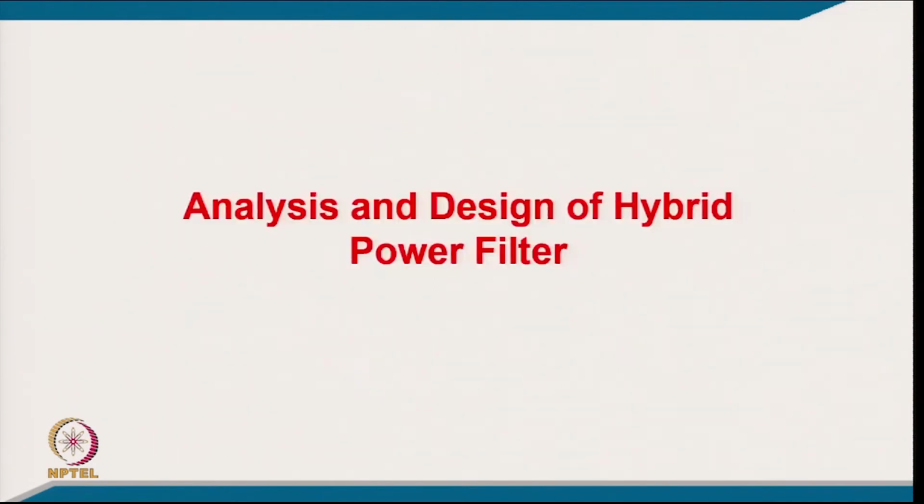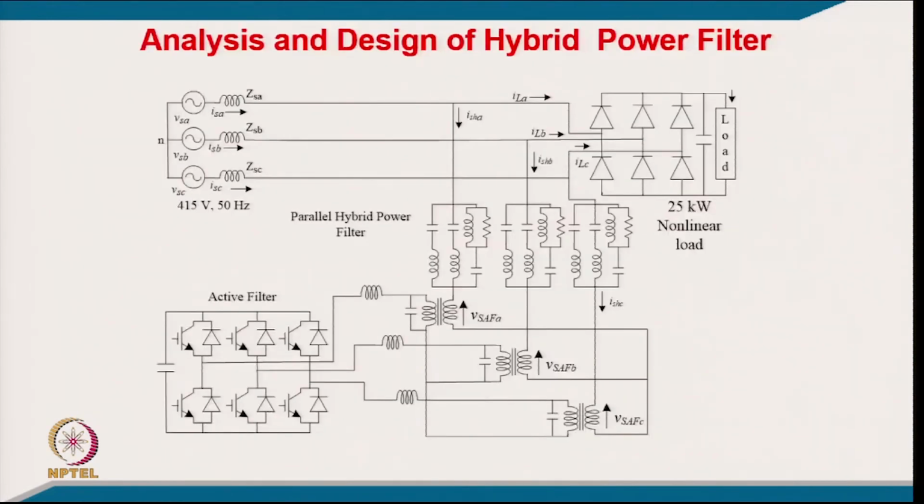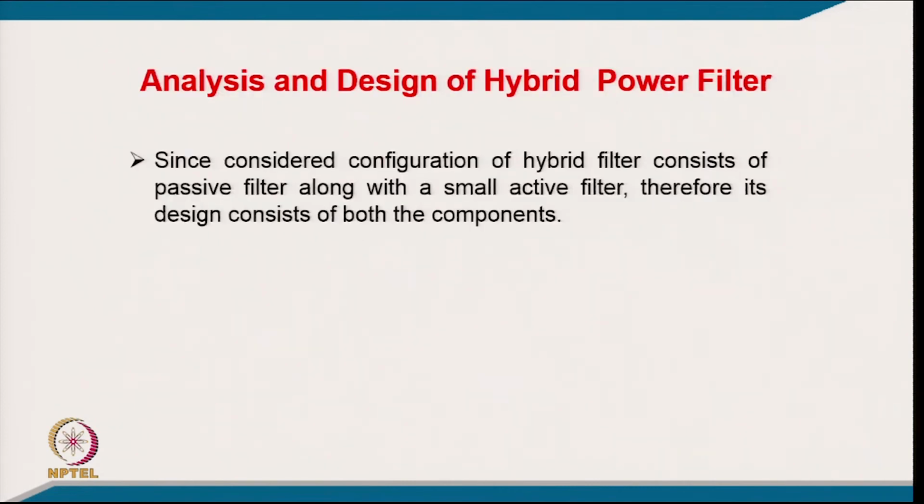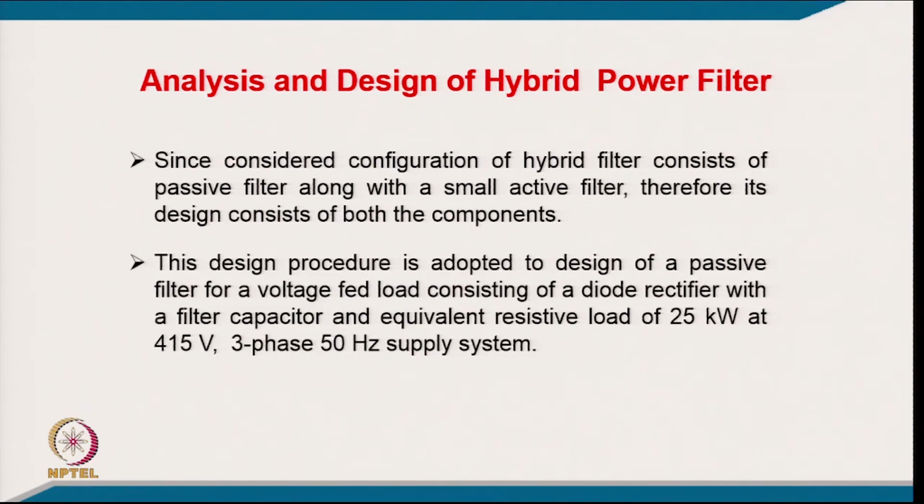So, coming to the analysis and design of hybrid power filter, a typical topology which is quite popular has a passive filter, in series we have an active filter, and we have a non-linear load. The configuration of the hybrid filter consists of a passive filter along with a small rating active filter, therefore the design consists of both components. The design procedure is adopted to design a passive filter for a voltage fed load consisting of a diode rectifier with a filter capacitor and equivalent load of 25 kilowatt at 415 volt, 3 phase, 50 hertz supply.